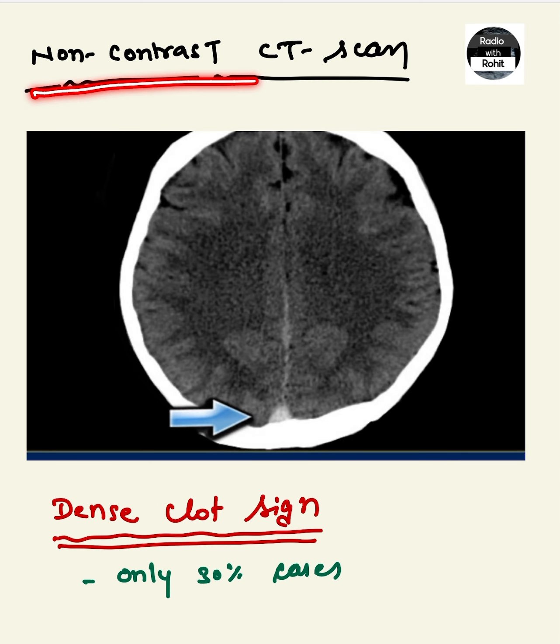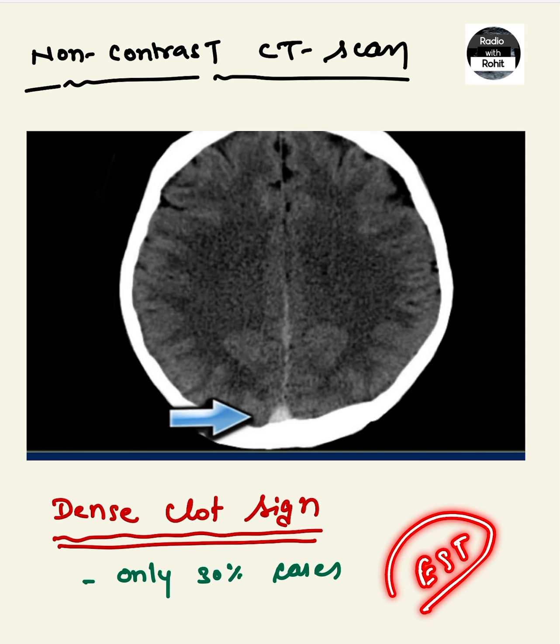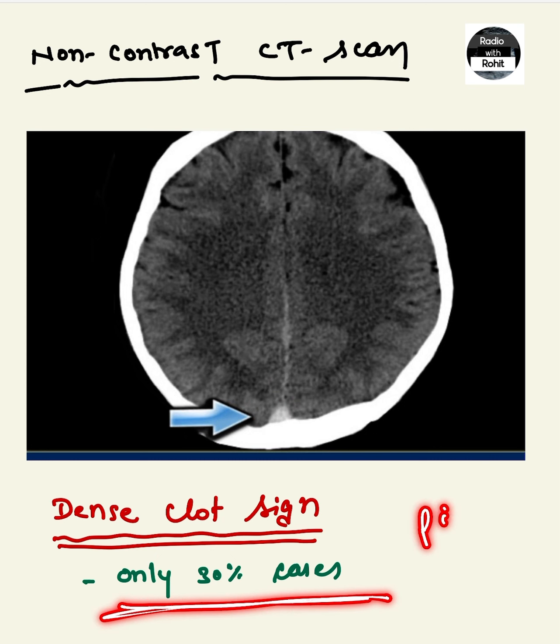So, this is a non-contrast CT scan. Here we can see that this area is representing a hyperdense region. So, this is our dense clot sign. Dense clot sign is not a good indicator. This is present in only 30% of cases of venous thrombus. In the rest of the patients, like those with dehydration or raised ESR or raised hematocrit value, also show this dense clot sign. So this is present only in 30% cases and there is a big pitfall also.